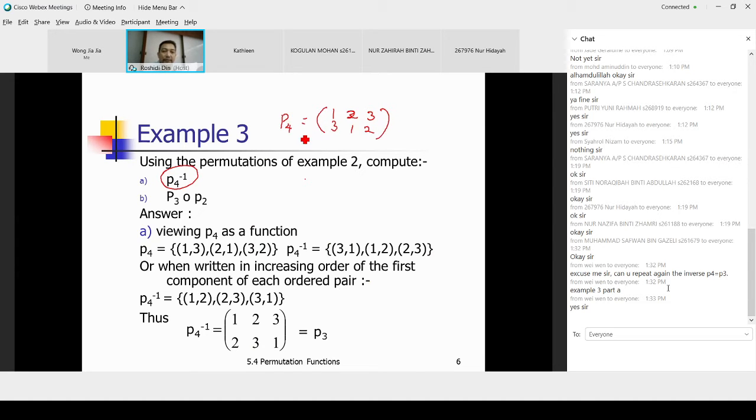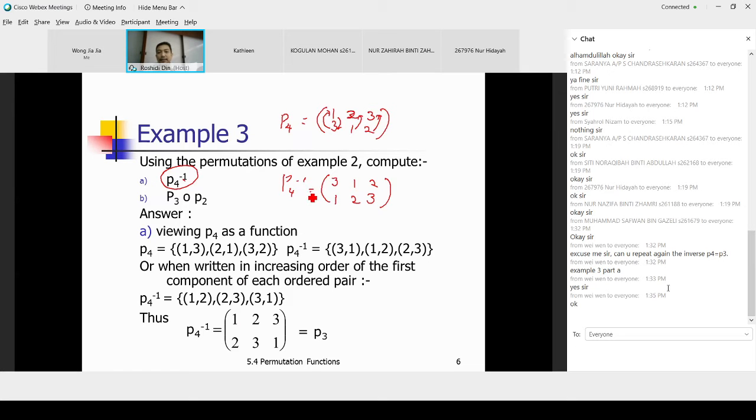Now when we do the inverse, once we inverse, we change the position. It means the domain will be the range and the range will be the domain. So once we refer to P4, we do the inverse process, we change the position. So the answer will be P4 inverse: 3, 1, 1, 2, 2, 3. Okay, until this step, good.